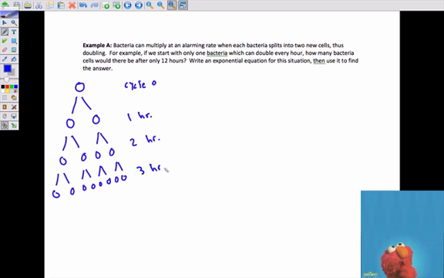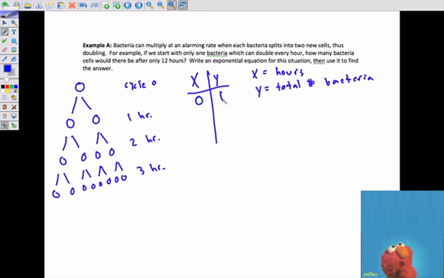That's hour 3. So if we start to make a table for this, in this case, x represents hours, and y represents total number of bacteria. So we've got a cycle of 0, 1 bacteria. After 1 hour, we've got 2 bacteria. After 2 hours, we've got 4. And after 3, we've got 8. As you can see, this is doubling each time.